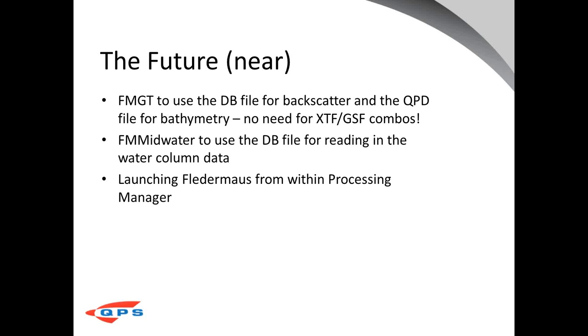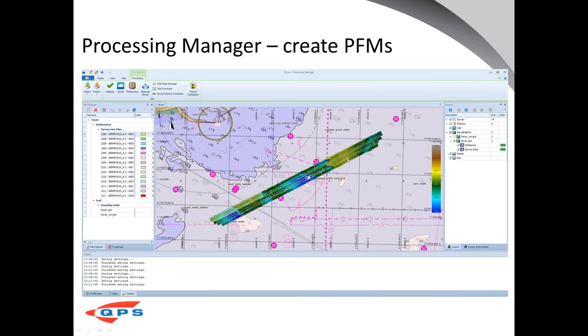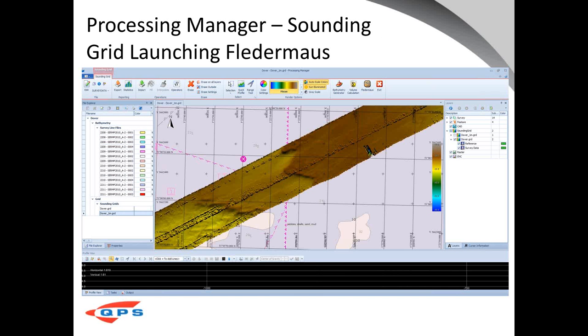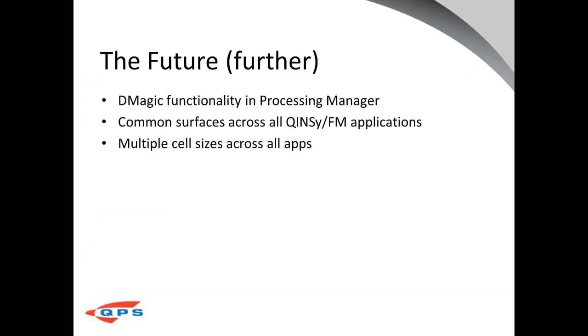And also the nearest future is launching Fledermaus from within Processing Manager. Now this, you can see on this one here, this little button here will launch Fledermaus. That will at the moment create a 1 meter PFM and launch it. This isn't actually in a release at the moment. And again, in the sounding grid editor, you can also launch Fledermaus from within that over here too. So that'll be quite nice.